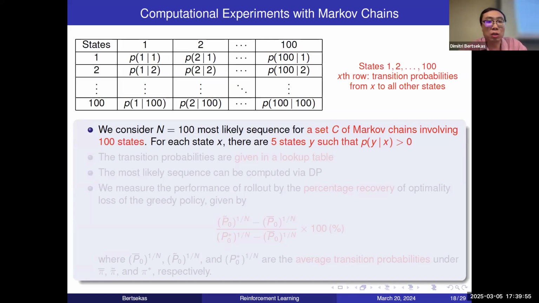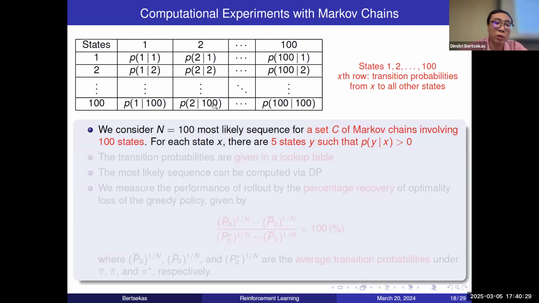Now, we're going to start with a small scale problem whereby the exact solution can be computed by using dynamic programming. In particular, we consider capital N equal to 100, most likely sequence of a set of Markov chains involving 100 states as well. And from each state X, there are 5 states Y such that the transition probability is bigger than 0.